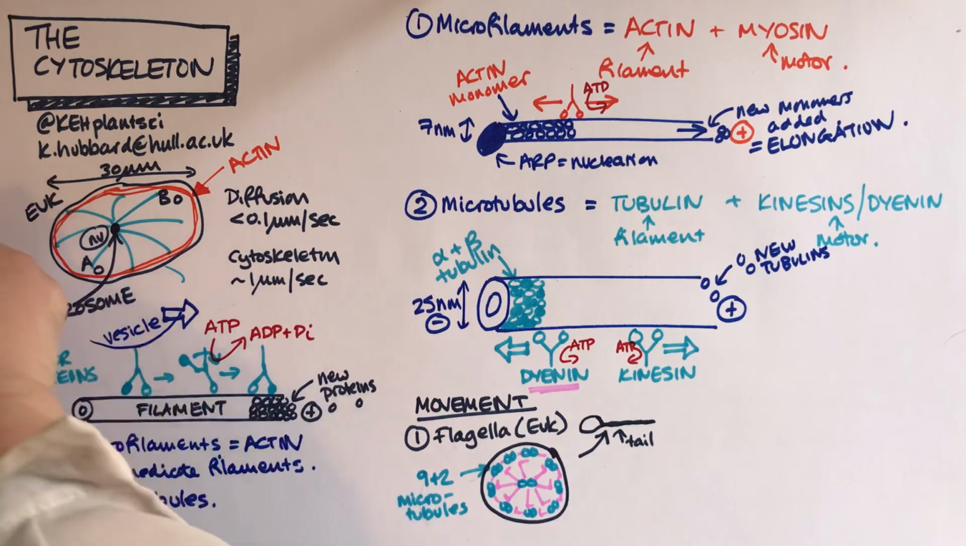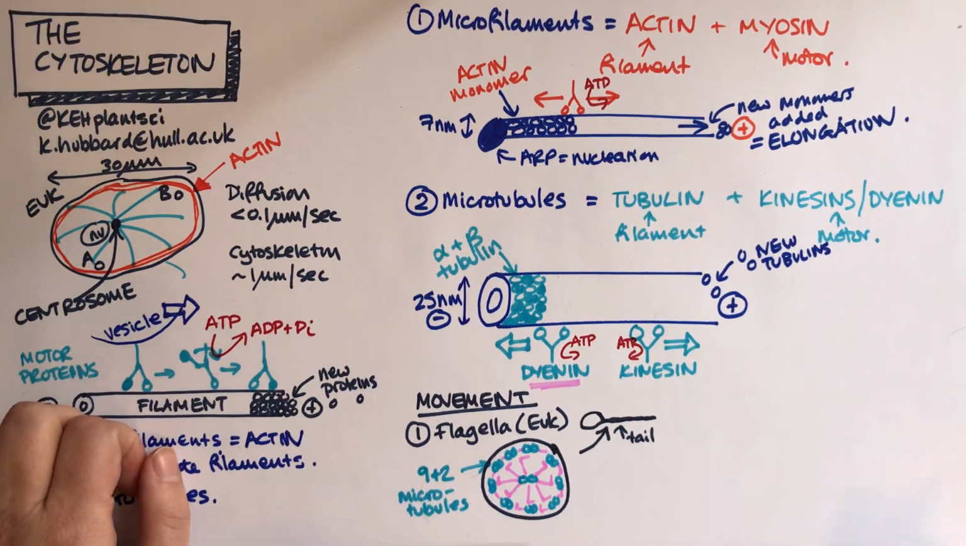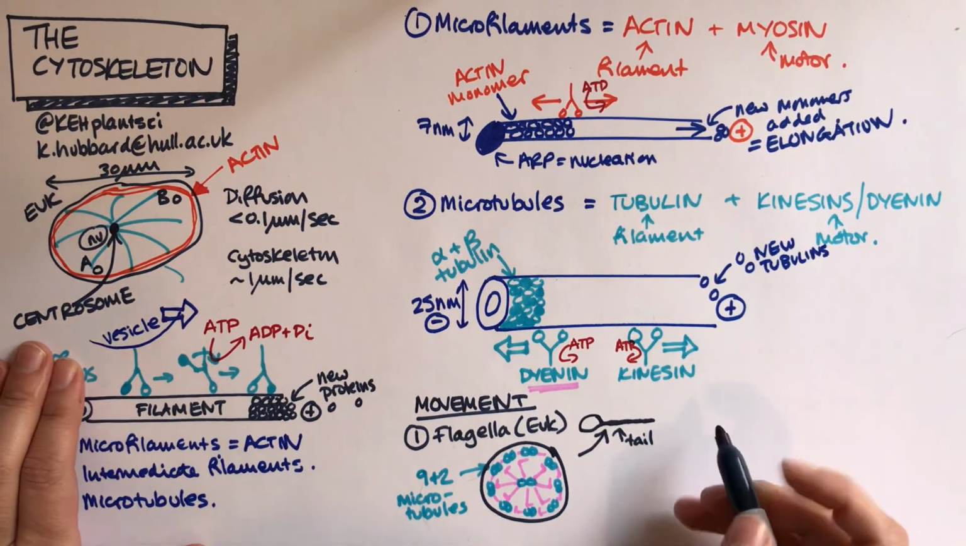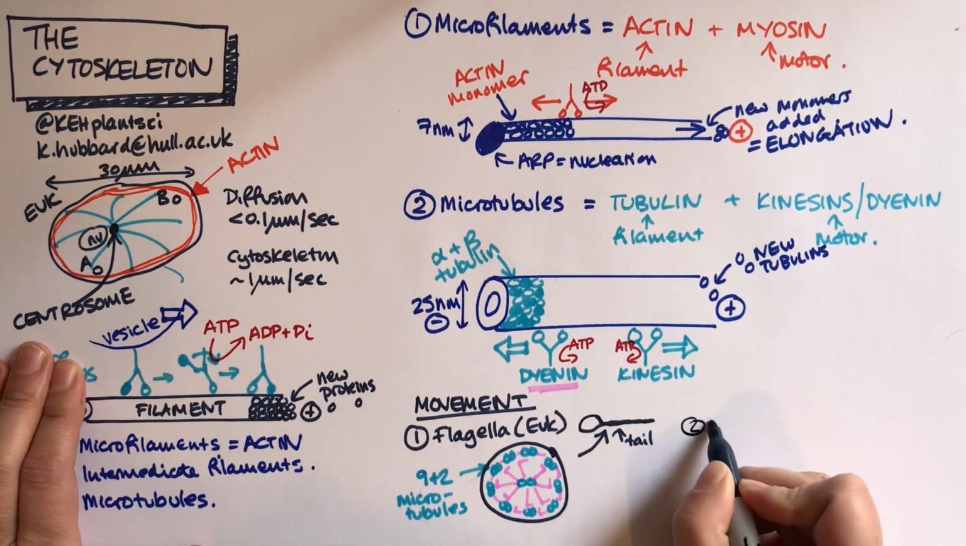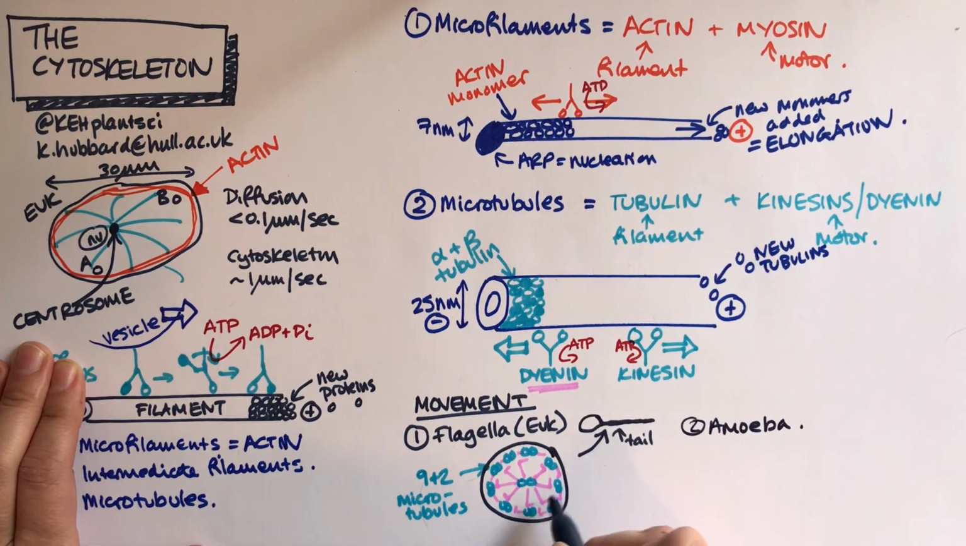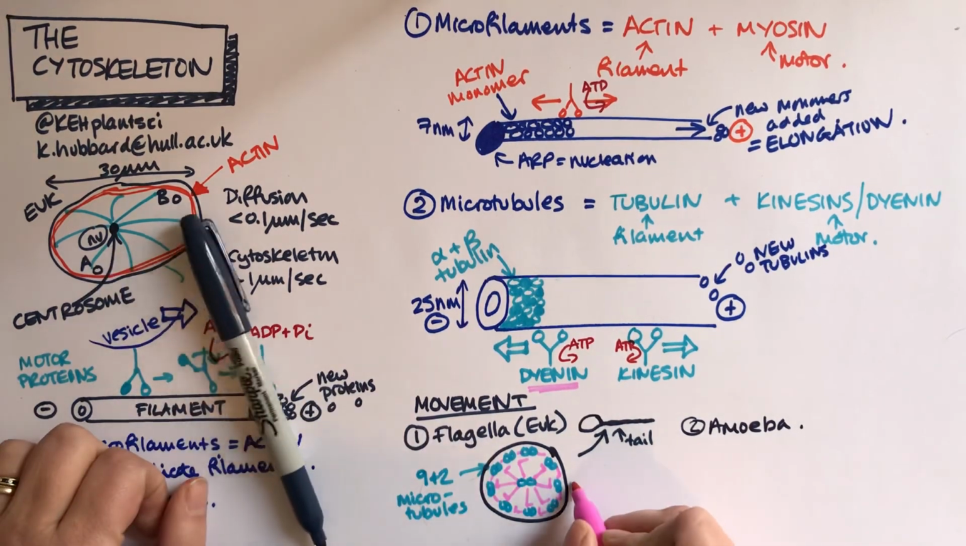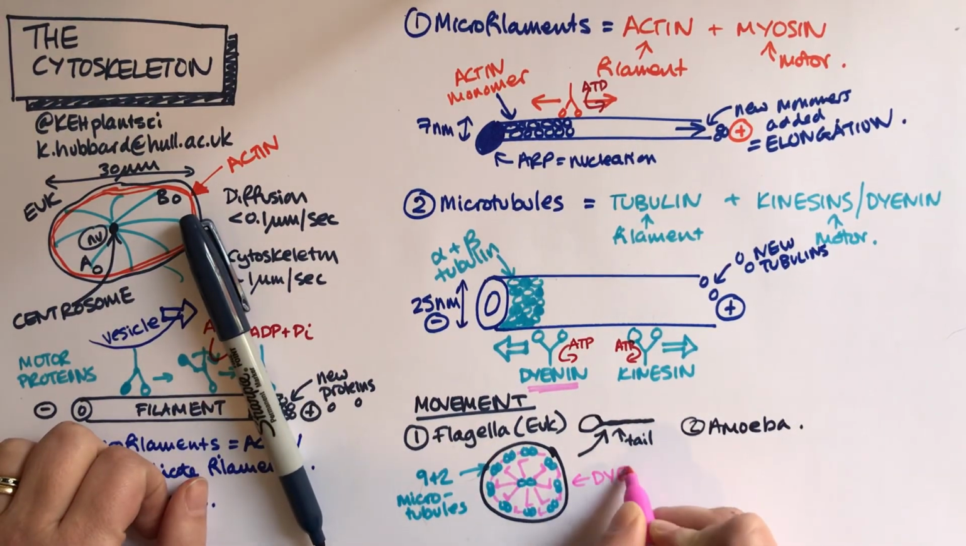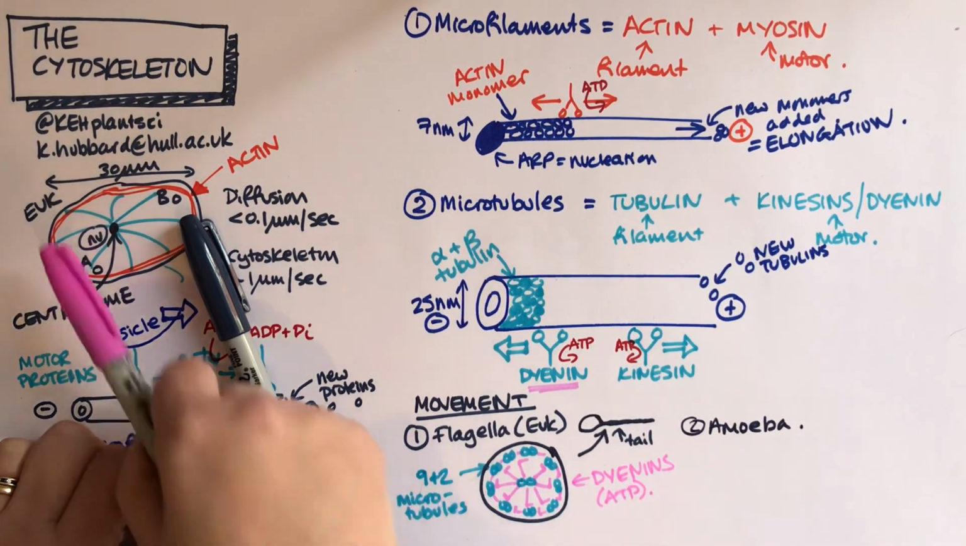so the whole cell moves. Another way that the cytoskeleton can underpin movement is in things like amoeba. Here, it was the dyneins that are doing the job, which obviously are using lots of ATP.